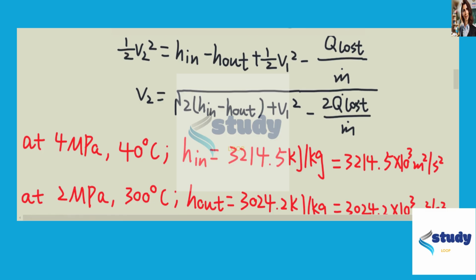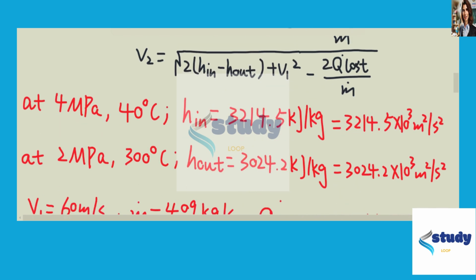So we know at 4 megapascal, 40 degrees Celsius, the enthalpy is equal to 3,214.5 kilojoule per kilogram. If we convert it to meter squared per second squared, it's about 3,214.5 times 10 to the power 3 meters squared per second squared. And at 2 megapascal, 300 degrees Celsius, the enthalpy of the superheated steam is about 3,024.2 kilojoule per kilogram, which is 3,024.2 times 10 to the power 3 meter squared per second squared.